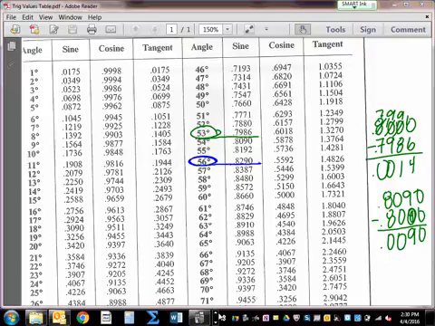Now here's the tricky thing. Sine, cosine, and tangent are not linear functions, meaning that it does not increase the same amount each time. So just because it's closer to 54 doesn't necessarily mean that it's 54 degrees. It's closer to 53.